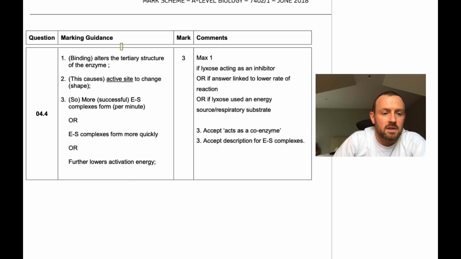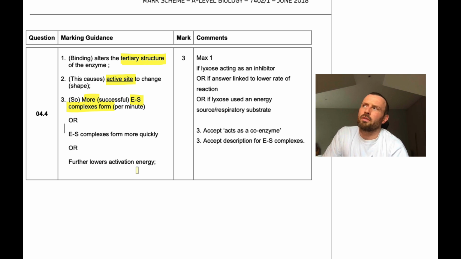Okay, so we need to talk about tertiary structure. I made a mistake in my explanation. I said the word shape, and you really shouldn't use the word shape when talking about enzymes or proteins. You should always say tertiary structure. So binding alters the tertiary structure. This causes the active site, and that's underlined, to change shape. And then you always follow that up when talking about enzymes with more enzyme substrate complexes form per minute or per second or whatever. They form more quickly, or you could also have said, look down here, it further lowers the activation energy. It lowers it even more than normal. Okay, let's move on.